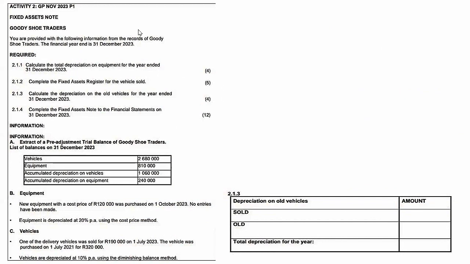We need to calculate our depreciation for old assets using the diminishing balance method. So I'm going to give you the formula for that. Our formula is going to be: cost at the beginning minus cost sold. Then you'll get the cost remaining, right?